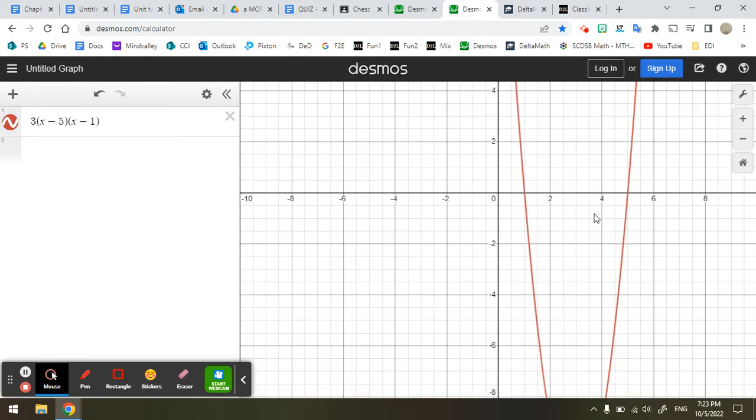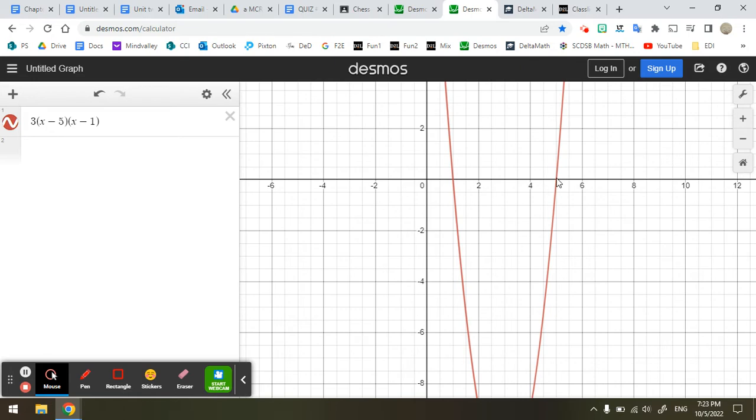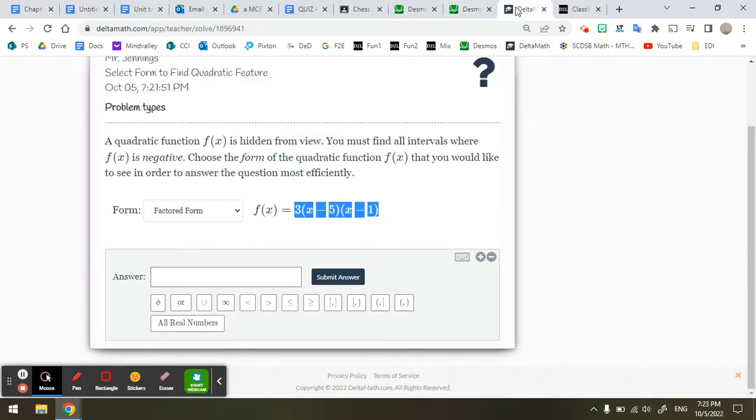Oh, what did I tell you? So this has these roots. Between those roots, the function has a negative value. You see, the value of the function is its y value, and it's negative, although its minimum is down there at minus 12. So anywhere between the roots, it's going to have a negative value. So let's input that.